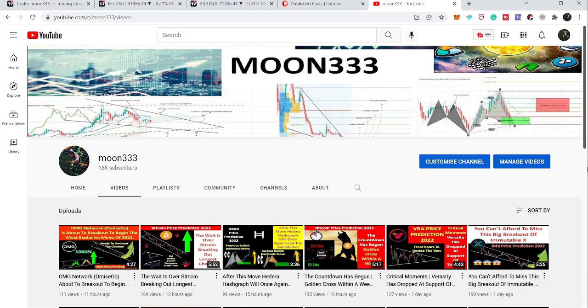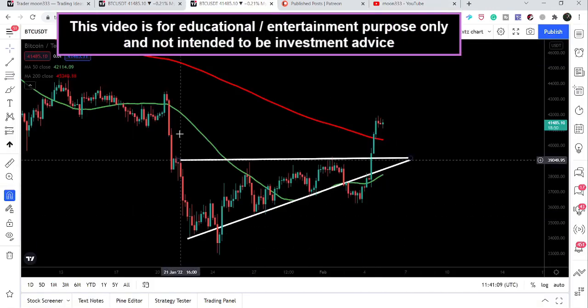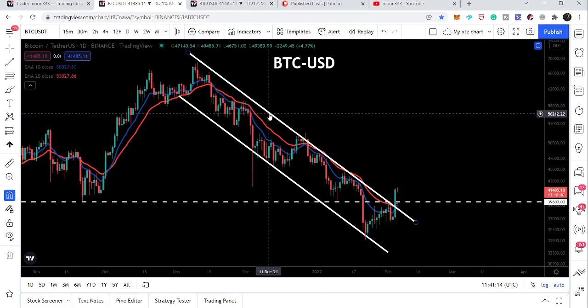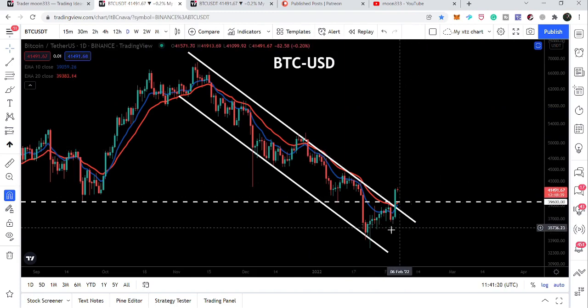Hope you're well and welcome to the new update on Bitcoin. Bitcoin has broken out of a triangle on the 4 hourly time frame and a very big resistance of the down channel on the daily time frame. Now the question: is there any possibility for a pullback and retest of the previous resistances?